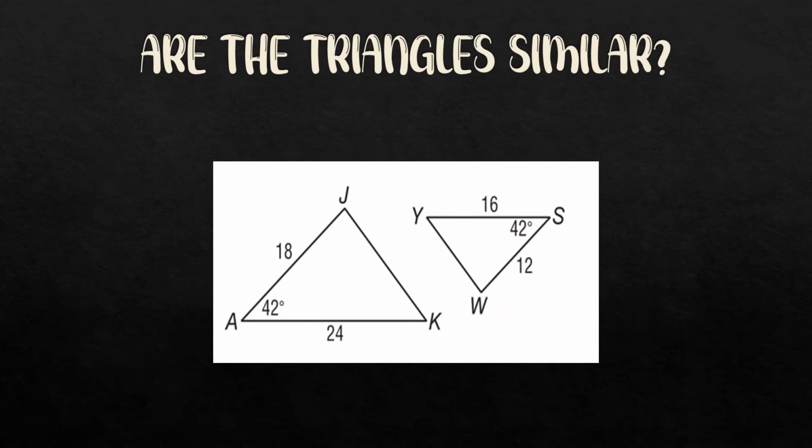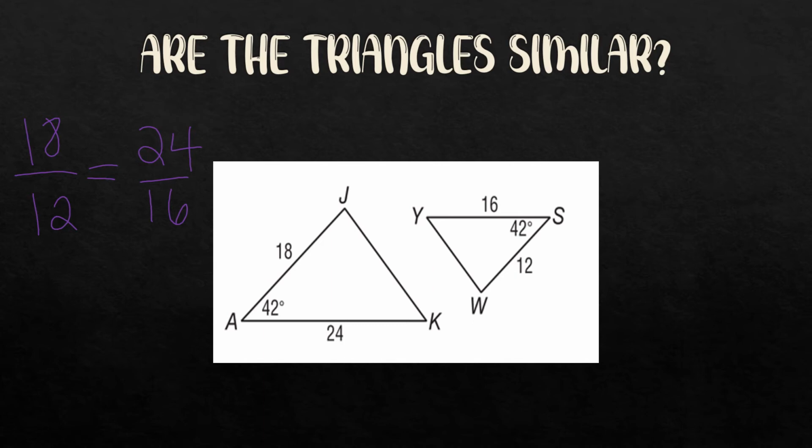All right, in our next one, we have two sides and the included angle. So if anything, this is going to be side angle side because those included angles are congruent. However, we need to make sure that those sides are proportional. So I'm going to take my shortest side, which is 18 in triangle AJK, and then I'm going to take my shortest side in triangle SWY, which is 12. And then I'm going to take my longest side in AJK, which is 24, and divide by the longest side in triangle SWY. So there are a couple different things you can do with this.